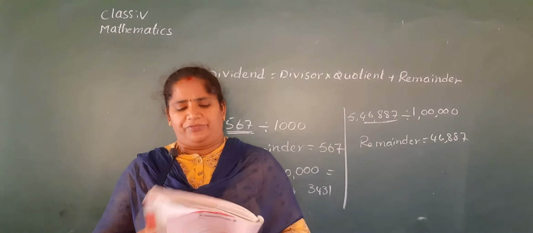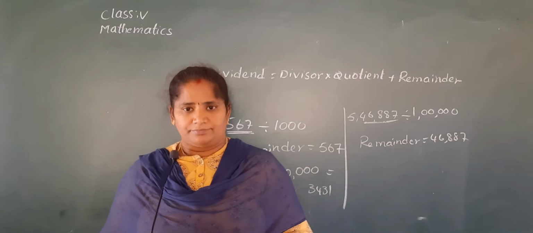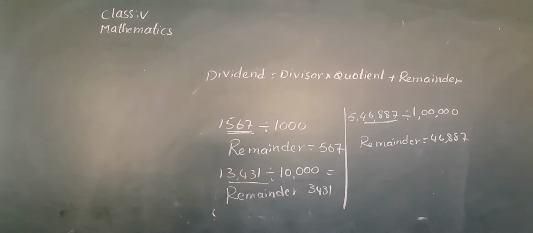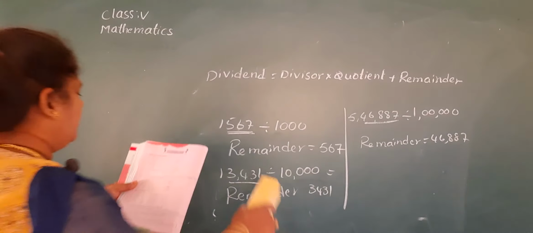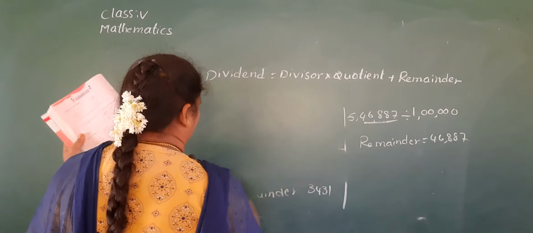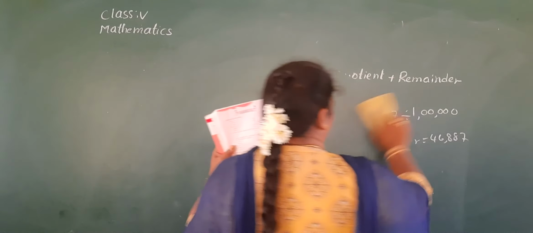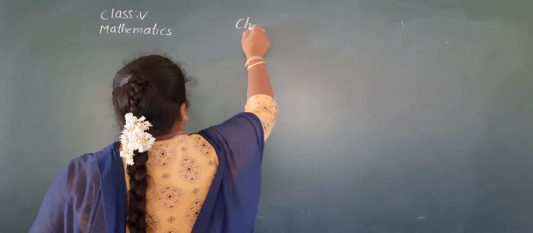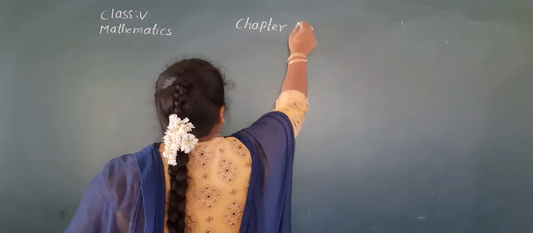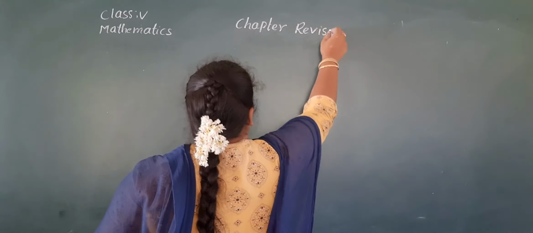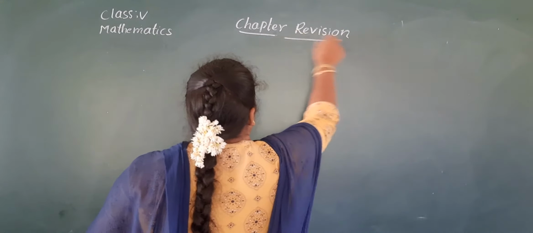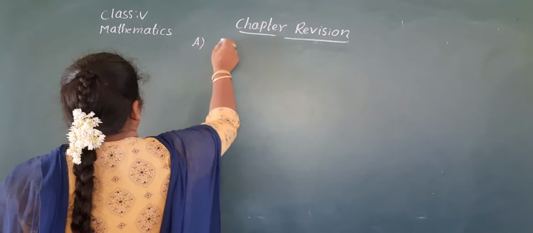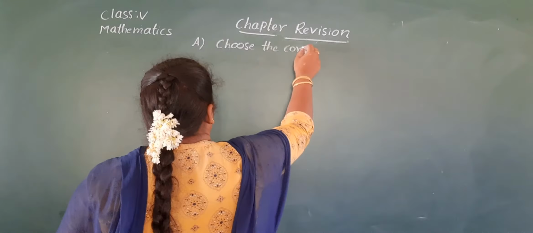Next, all of you open page number 50 in your textbook, children. This one we will do in the textbook only, because they have given the space. Yes, all of you look at the board. Chapter revision. Open your maths textbooks and see the first one. Choose the correct option.